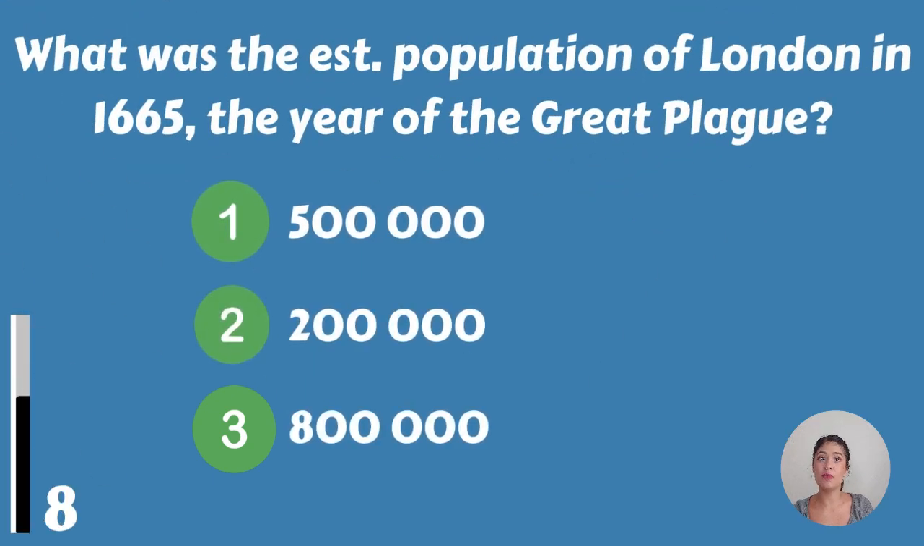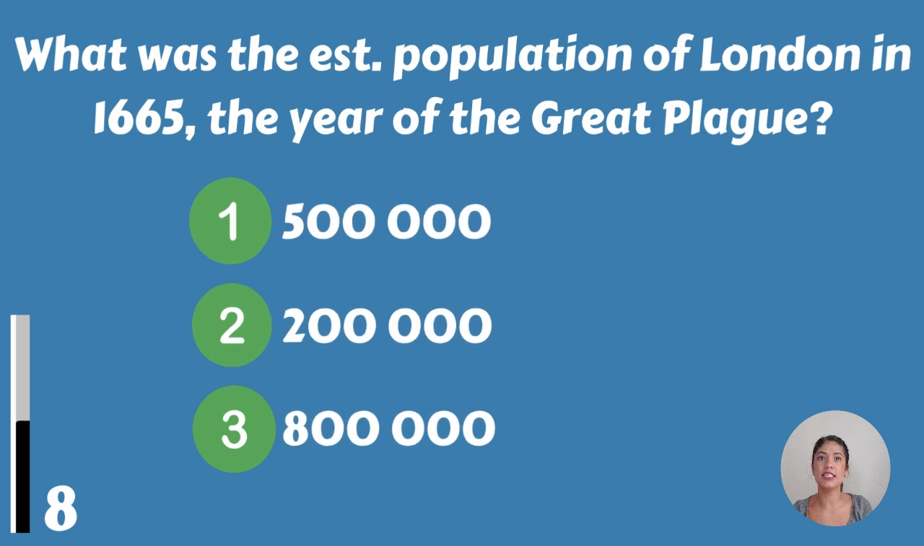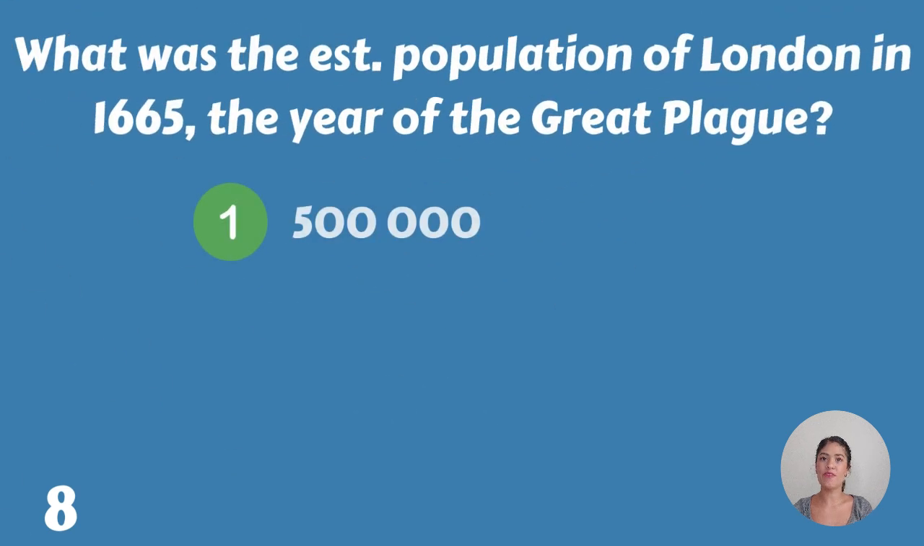What was the estimated population of London in 1665, the year of the Great Plague? 500,000, 200,000, 800,000. 500,000.